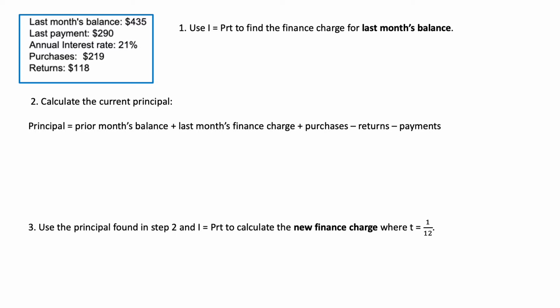First, we're going to complete step 1. We're going to use I equals PRT to find the charge for last month's balance. So I is just the interest, which is also the finance charge. So I equals the principal, which is going to be last month's balance. So that's $435 times the interest rate, which is 21%. If we write that as a decimal, it's 0.21 times T, which is 1/12, since it's just 1 month out of the year.